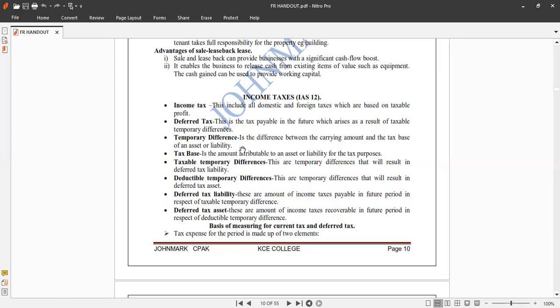For example, assuming you have an asset where the cost is 1,000, depreciation is 200, then we have wear and tear of 300. Let me repeat my question again. Assuming you have an asset, the cost is 1,000, depreciation 200, then wear and tear 300. How much is the net book value?